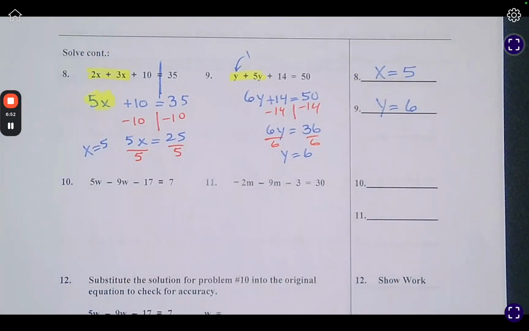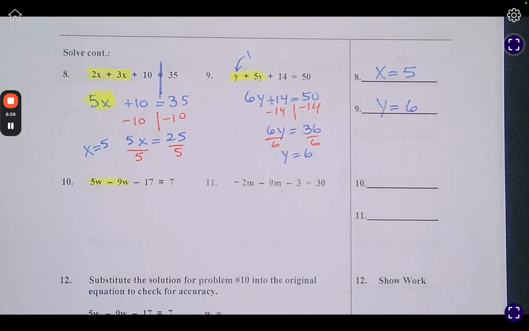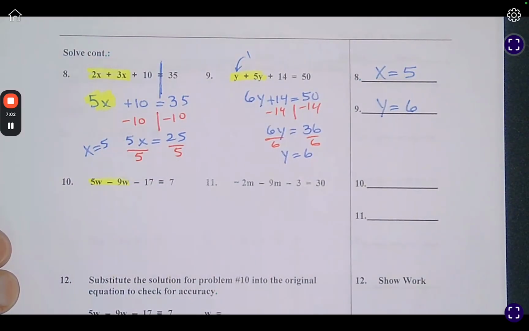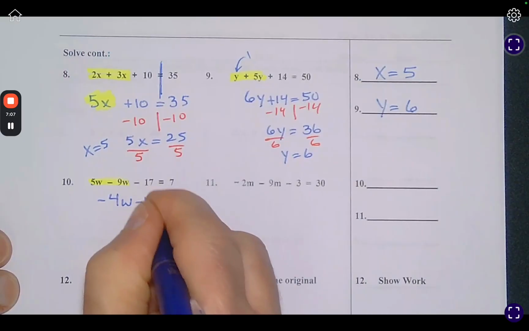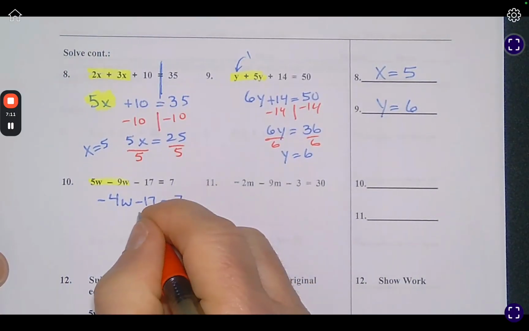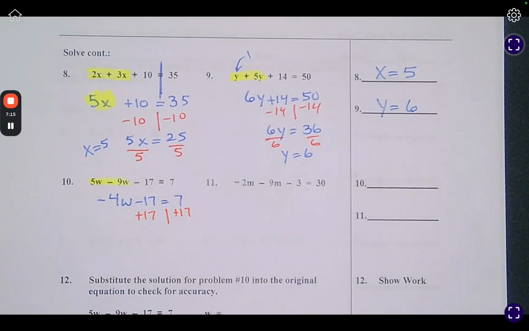Okay, let's do it again. Look for those like terms. There they are. All right, combine them. 5 minus 9, I'm taking more away than I have. So 5 minus 9 is negative 4. Minus 17 equals 7. Inverse operations. Add 17. Add 17.